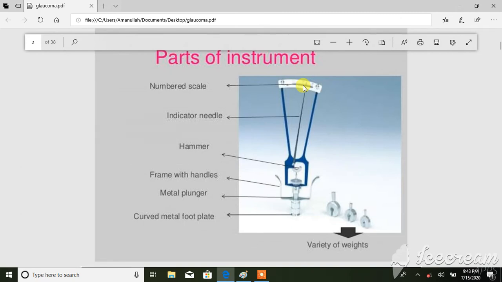It measures intraocular pressure, and there is Schiotz indentation tonometry, a method in which the measure of pressure is indicated by the cornea, using a plunger having a fixed weight. This is the Schiotz tonometer.